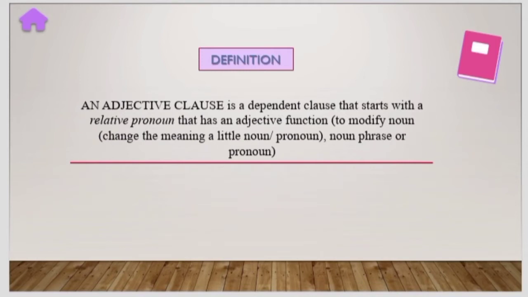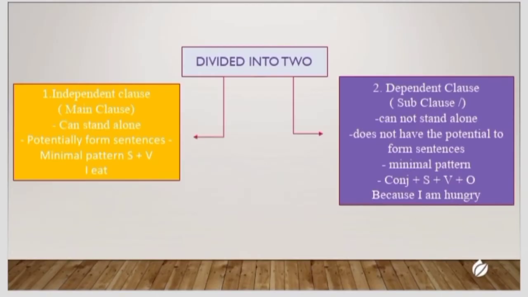An adjective clause is a dependent clause that starts with a relative pronoun and has an adjective function, to modify a noun, noun phrase, or pronoun and change the meaning a little. Adjective clause is divided into two. The first is the independent clause or main clause, which can stand alone, has the potential to form sentences, and has the minimal pattern subject plus verb. The example, I eat. I as subject, eat as verb.